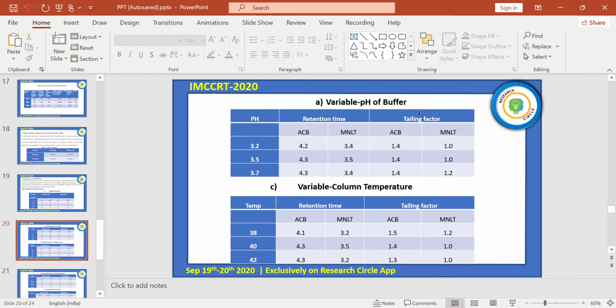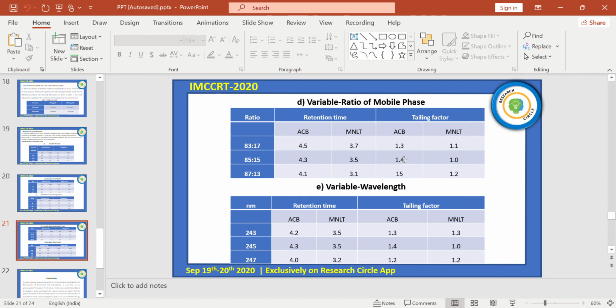Next variable was pH of the buffer, where the pH was changed to 3.2, 3.5 and 3.7. So here again, retention time for both the drugs and tailing factors for both the drugs were found to be almost same. Third variable was column temperature. So the temperature of the column first was 38 degree, then it was changed to 40 and then 42. So at these variable temperatures, the retention time and the tailing factors of both the drugs were found close to the standard values.